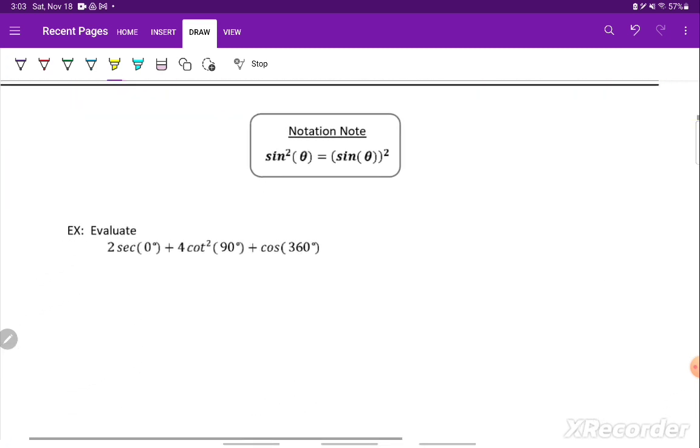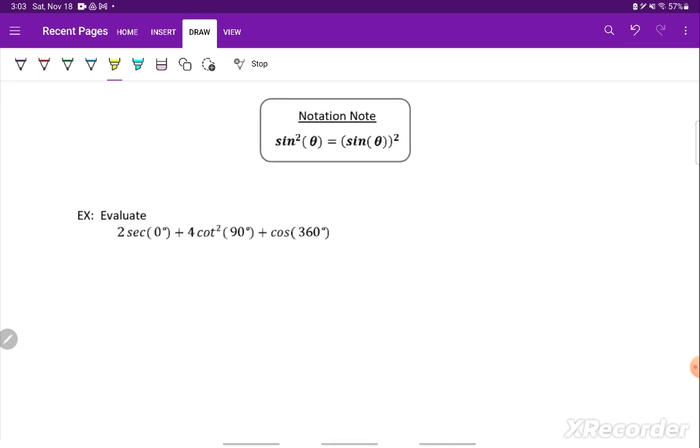Alright, I've got one last type of problem, an evaluation problem I want to do here, but I need to make a notation note first. When we square the trig functions, this is what we really mean, sine of theta squared, but usually we write it this way instead. It's just more of a consolidated form, but there'll be some times where I rewrite it the way it's written on the right, just so that our minds can think better about, oh, I need to square this thing.